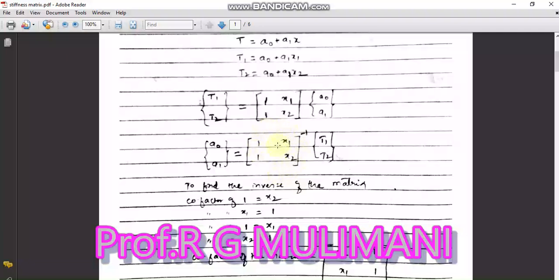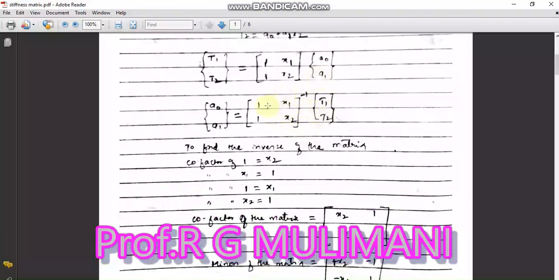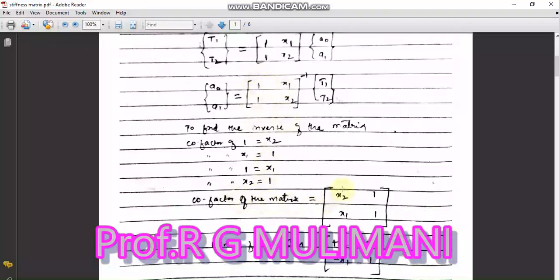To find the inverse of the matrix, first we need to find the minors and apply the cofactors of the matrix. What is the cofactor of this one? It is the opposite diagonal term, that is x2. The cofactor of x1 is the opposite diagonal term, that is 1, the cofactor of this one is the diagonal term x1, and the cofactor of x2 is the diagonal term 1. So the cofactor matrix is [x2 1; x1 1]. Cofactor of this one is x2, cofactor of x1 is 1, cofactor of this one is the diagonal term x1, and cofactor of x2 is the diagonal term 1.